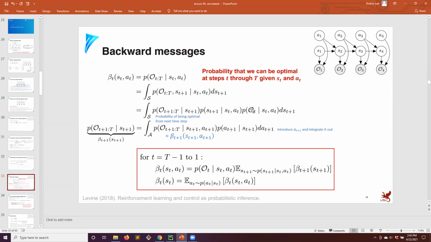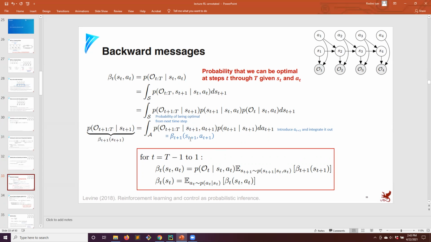Then going from here to here, similar to how we introduced s_t+1, we also introduce a_t+1, and then we integrate it out. So it's not really changing what the equation is doing. One thing we note is this term here is actually beta_t+1 of s_t+1, a_t+1. And this probability function here is beta_t+1 of s_t+1. Now this is for that very last time step.